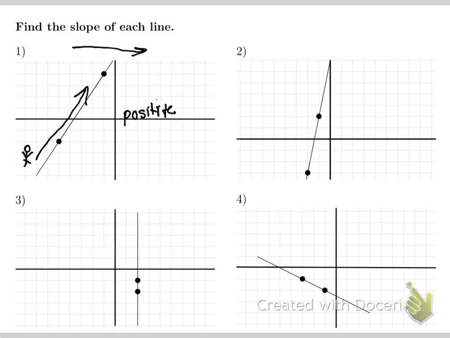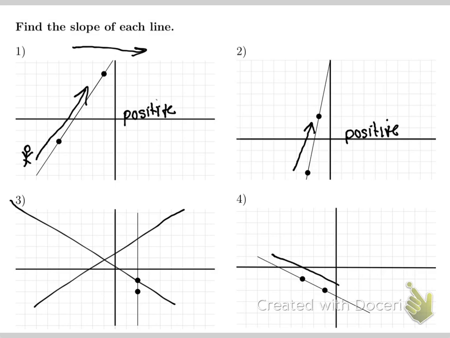Okay, how about this next one? If you're going this way, are you going uphill or downhill? Again, you're going uphill, so it's positive. I'm going to skip this because I'm covering vertical lines in a later chapter. So let's look at number 4. Again, moving from left to right, are we going uphill or downhill? That's clearly going downhill, so we have a negative slope.